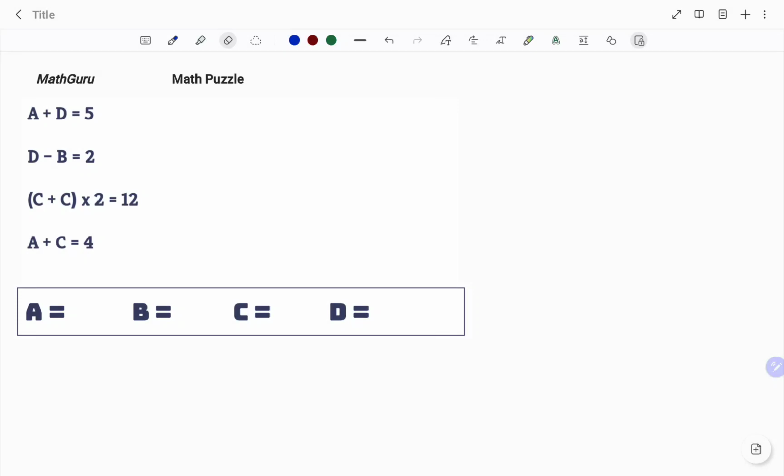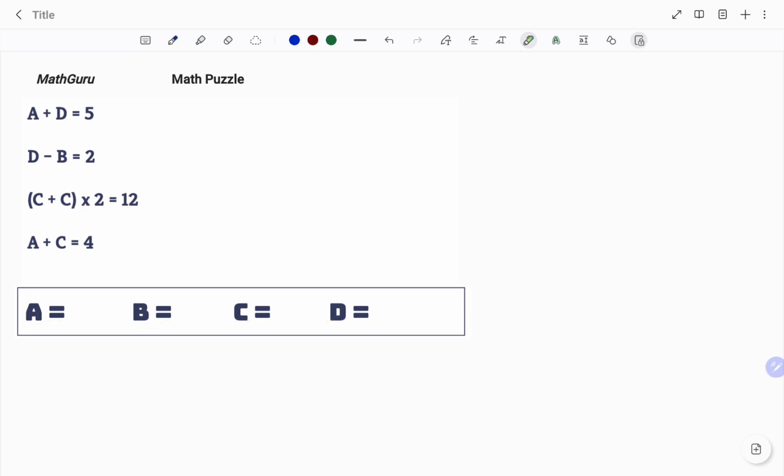In this video, I'm going to show you how to solve the following math puzzle using the concept of algebra. I have a plus d equals 5, d minus b equals 2, in brackets c plus c, close bracket, multiplying 2 equals 12, and the last equation, a plus c equals 4. We have to find the value of a, b, c, and d as shown.